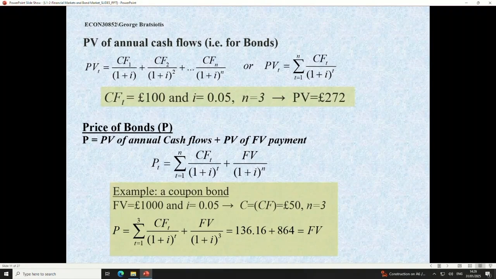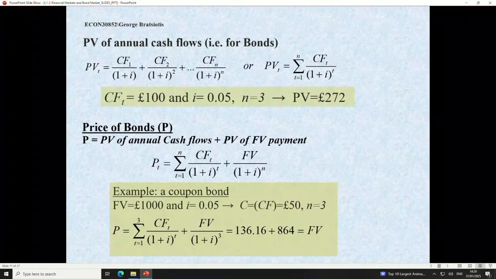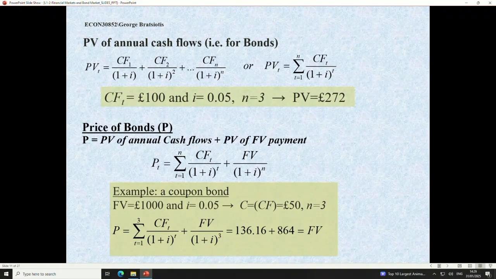You will find that the first term here is 136.16, roughly. And if you work out the second term, which is the face value divided by 1 plus 0.05 to the power of 3, it will give you 864, right? If you add these up, what does it give you? It gives you the price that you paid. See, this is magic now, and I'll tell you why. Because this is the idea of the present value of a bond.